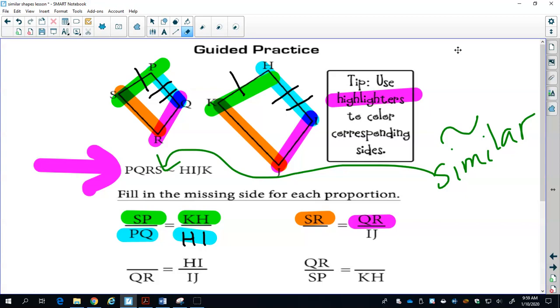So you might say, well, that's weird, because on this example, we had the green on the top and the blue on the bottom. But it's okay. We're now just going to have the one color on the left and the other color on the right. We're also going to use our tick marks. So SR, I'm going to use 3 lines. And then KJ, I'm going to use 3 lines as well. And then I'm going to go ahead and finish up with QR and IJ with 4.